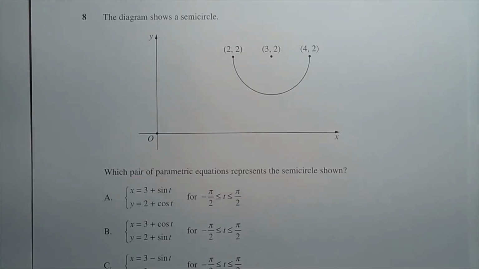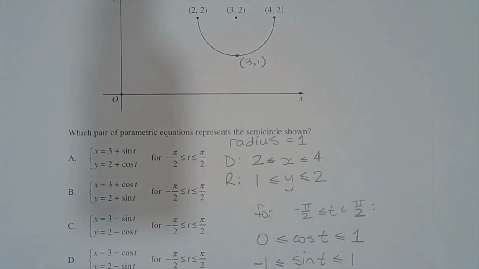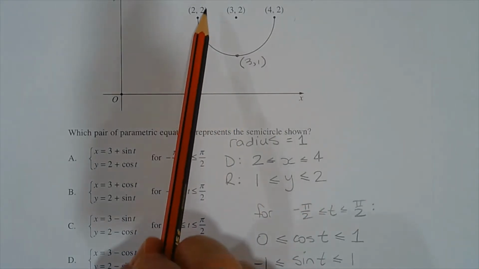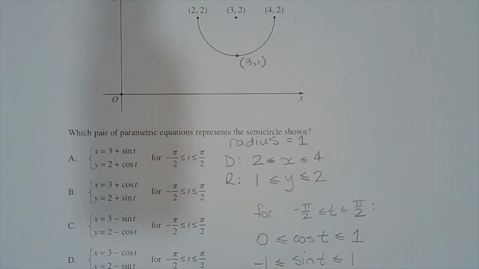Question 8. The diagram shows a semicircle. Which pair of parametric equations represents the semicircle shown? The radius of the semicircle equals 1 unit. The domain is x greater than or equal to 2 and less than or equal to 4, and the range is y greater than or equal to 1 and less than or equal to 2. And that can be seen by observing the coordinates of certain key points on the diagram.